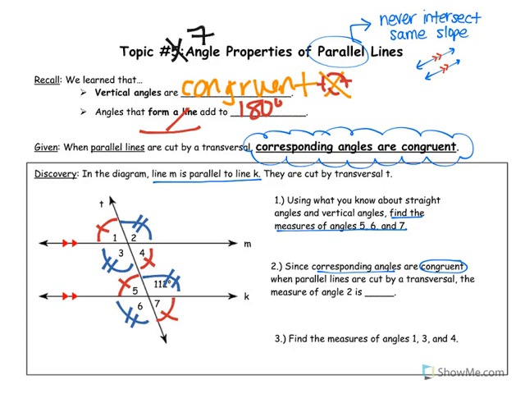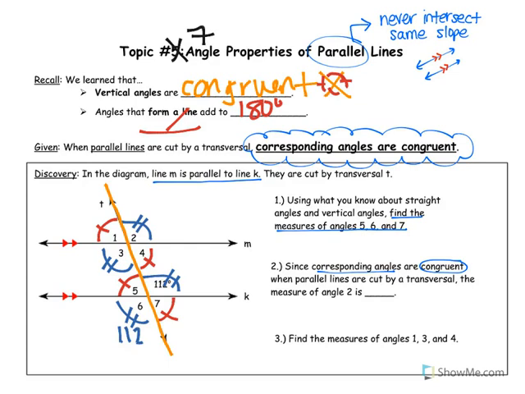So it says, in the diagram, line M is parallel to line K. We knew that, right? They are cut by transversal T. We can bold that transversal T like we're used to. Using what we know about straight angles and vertical angles, find the measures of angles 5, 6, and 7. Well, that's pretty easy if I've already had my tick marks, right? So I gave you 112 down here. That means that this blue angle is 112 because it's vertical.